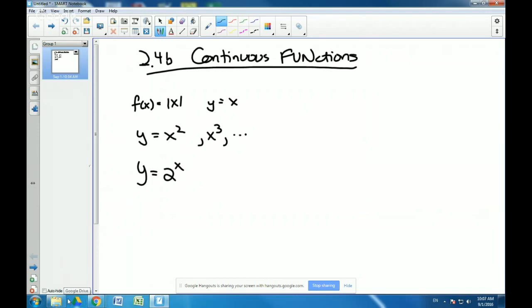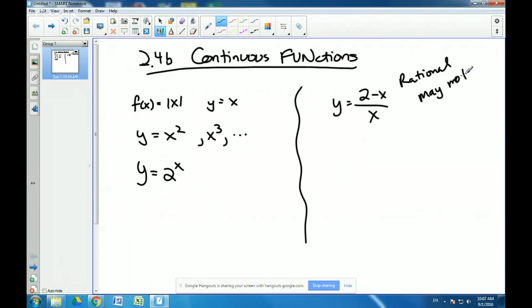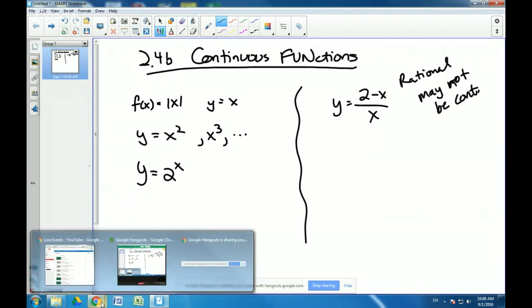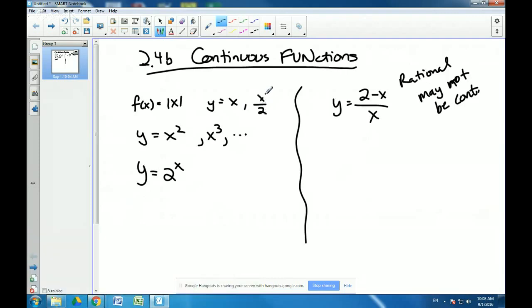If you look at a graph, it's a good curve. A rational function always continuous? No. Okay, so rational functions may not be continuous. Are there any others on this list that you can think of? Yeah, that would be in the same line as these, right? Any linear function, which is really just a polynomial.